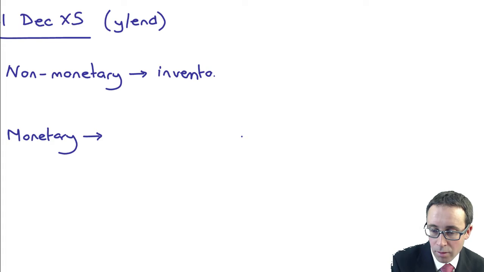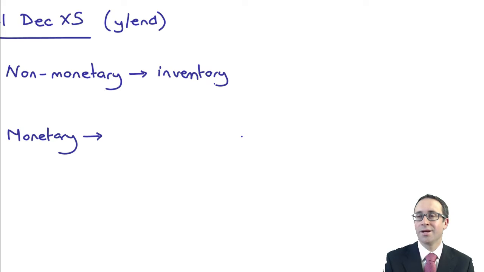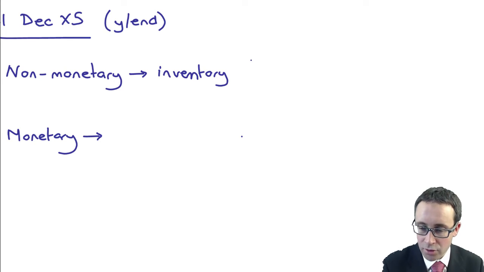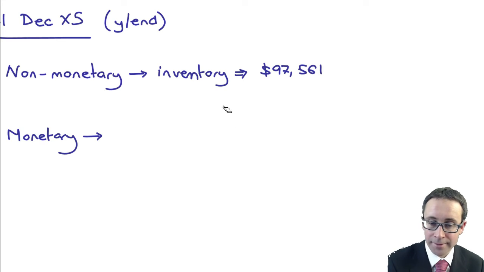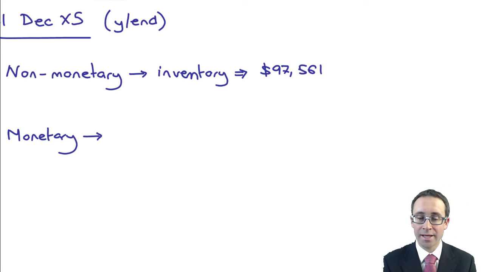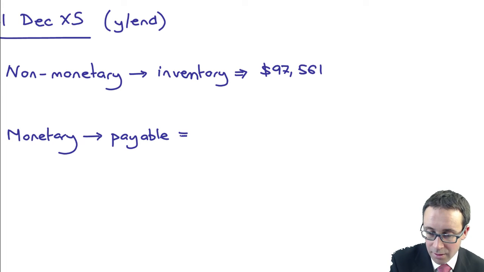So the non-monetary item that we have here is your inventory. So we made a purchase, didn't we? So we debited purchases. That then falls into your closing inventory at the end of the year. So your inventory, remember, we do not retranslate. So that will stay at the 97561. Okay. So we do not retranslate, do we? However, the payable is monetary, isn't it? So we retranslate it.